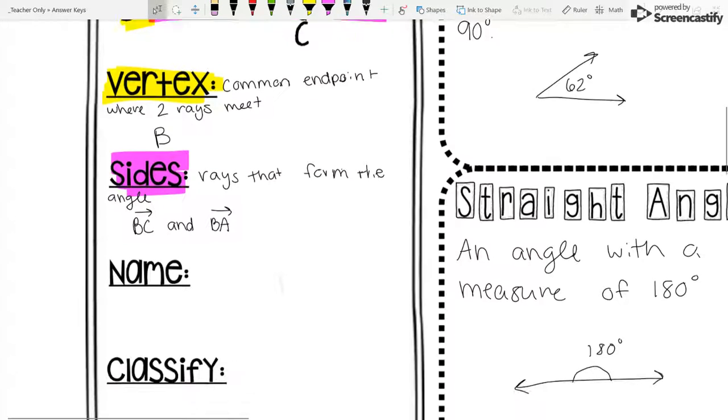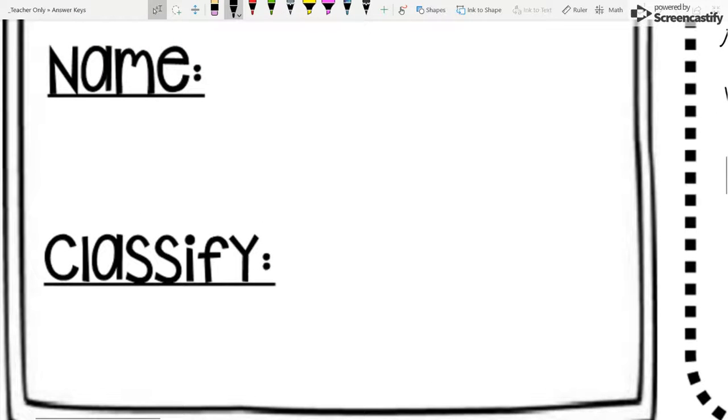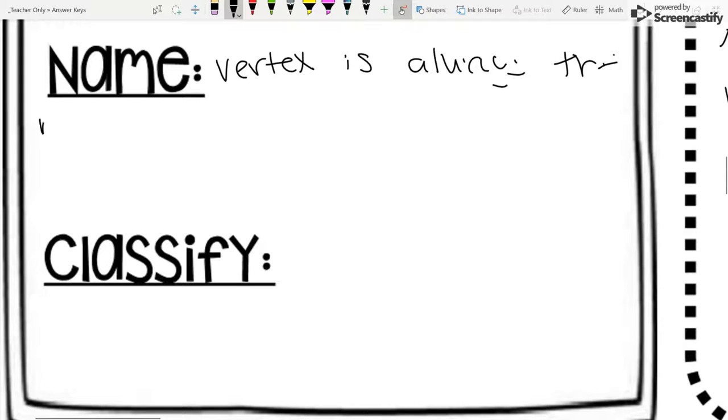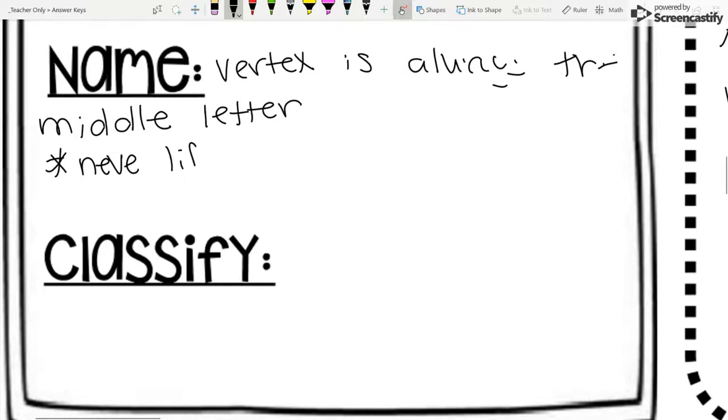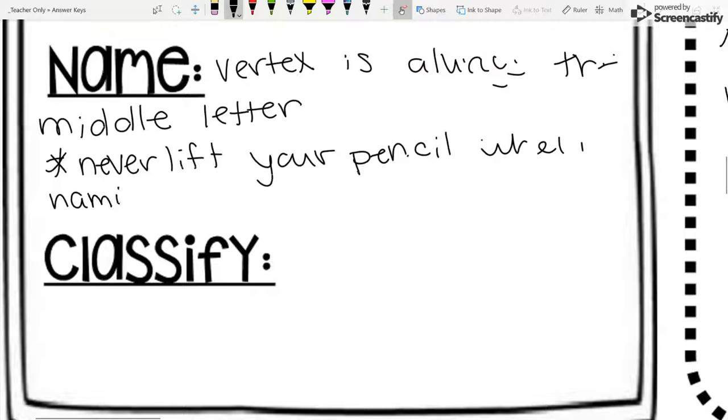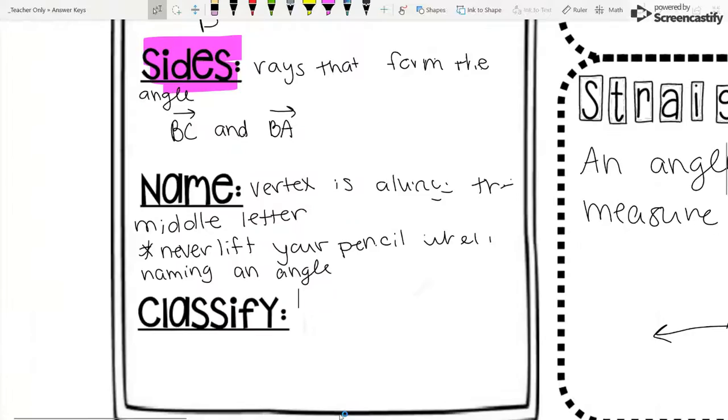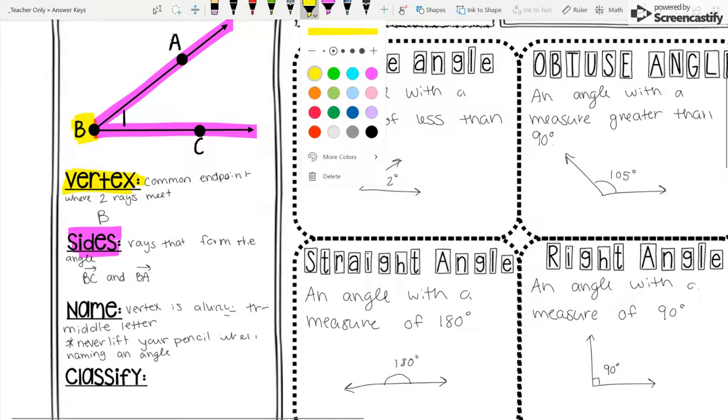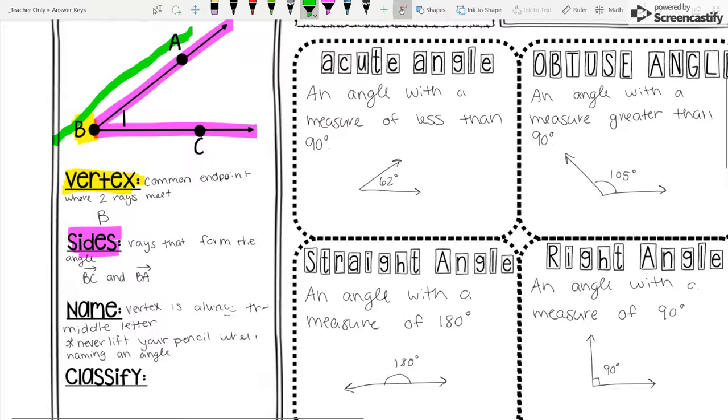To name your angle, the vertex is always the middle letter. And a note to yourself, never lift your pencil when naming an angle. When we name this angle, we can start at point A, go to point B, and then to point C.